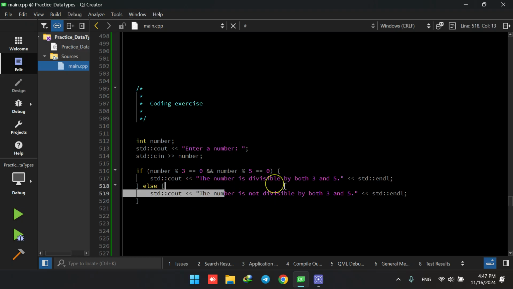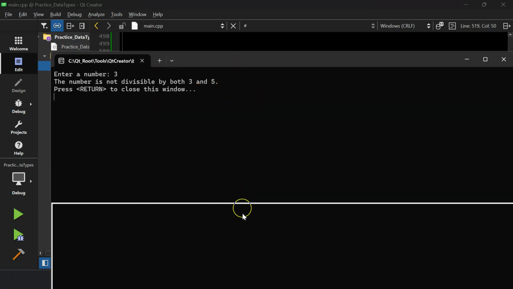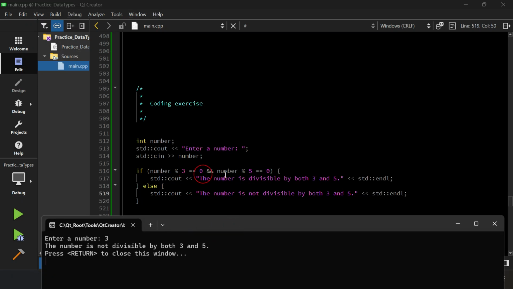Otherwise, we say that, okay, this number is not the number that we are looking for. So let's compile to see how it works. For the AND logical operator, both of the conditions must be true. So if I enter 3, it says no, your number is not divisible by both 3 and 5. Why? When 3 is divided by 3, the remainder equals 0. However, the second condition doesn't work.